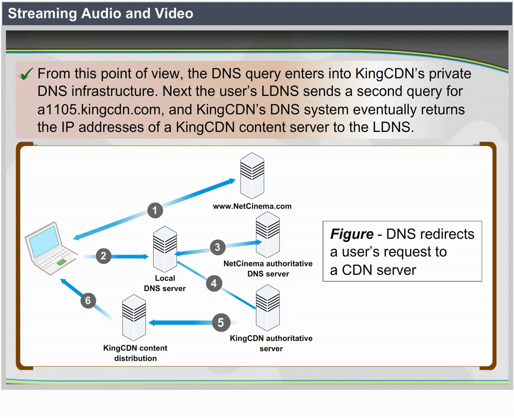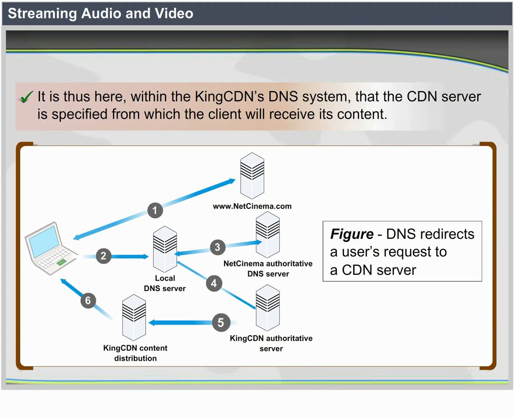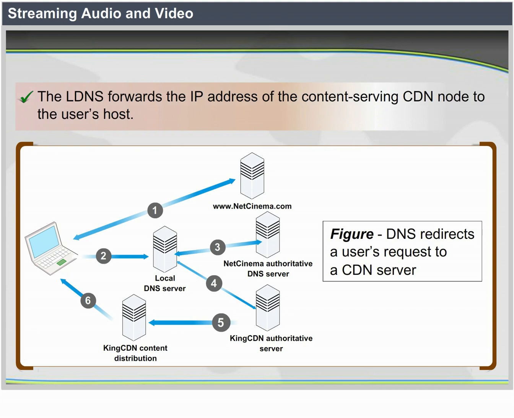The user's LDNS then sends a second query, now for a1105.kingcdn.com, and KingCDN's DNS system eventually returns the IP addresses of KingCDN content servers to the LDNS. It is thus here within KingCDN's DNS system that the CDN server from which the client will receive its content is specified. The LDNS forwards the IP of the content-serving CDN node to the user's host.